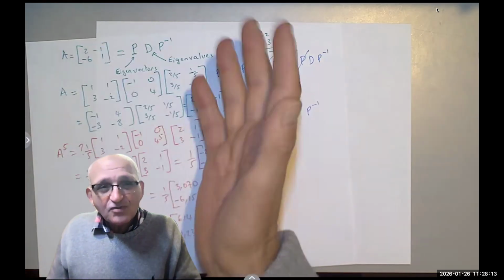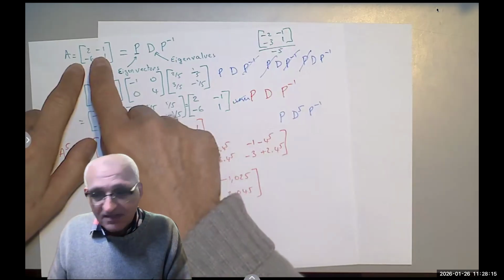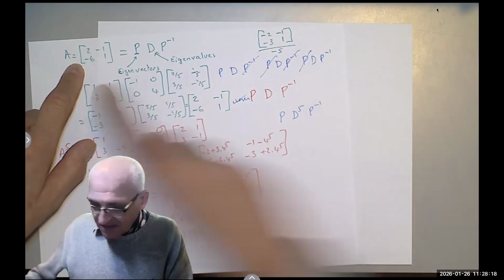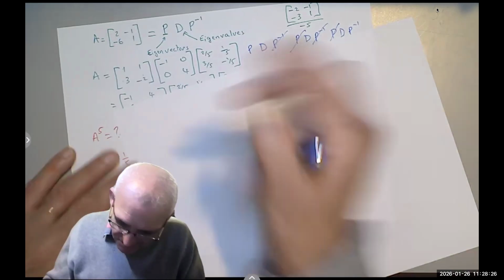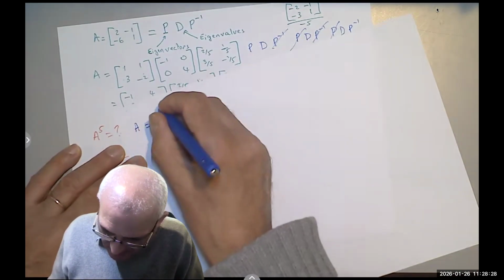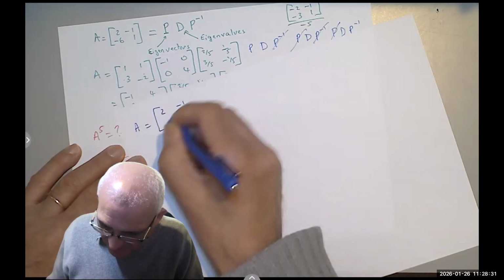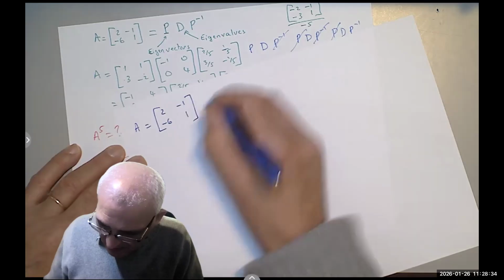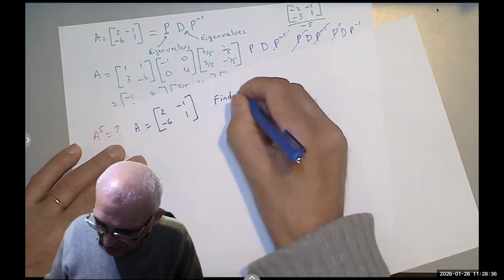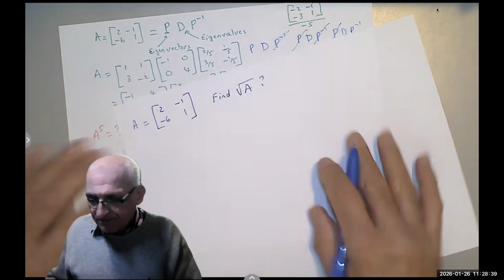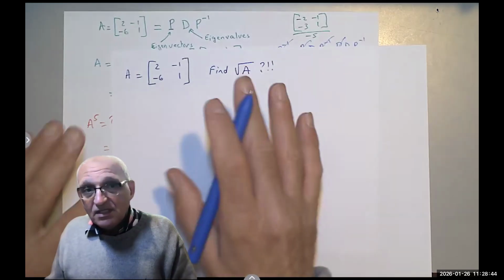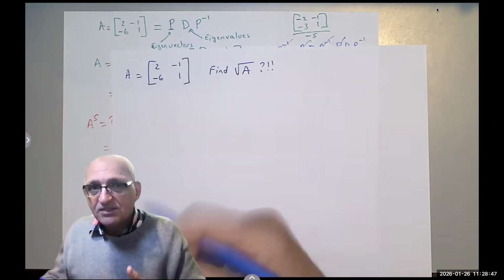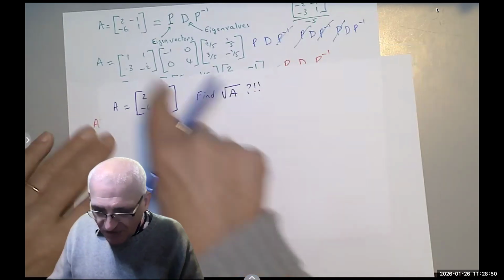So the first example, so we can save time, I'm going to refer to the same matrix, 2, -1, -6, 1, and tell you, suppose this is the matrix we have, okay? So my matrix A is 2, -1, -6, 1. Find the square root of A. But remember we described A already. There is no reason to repeat the work. We describe it as that.